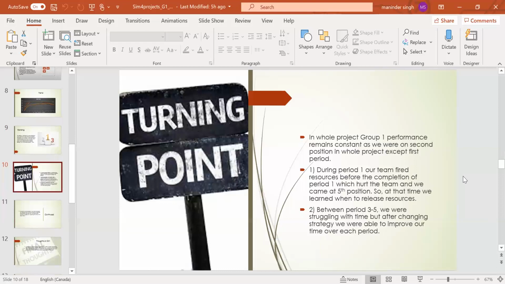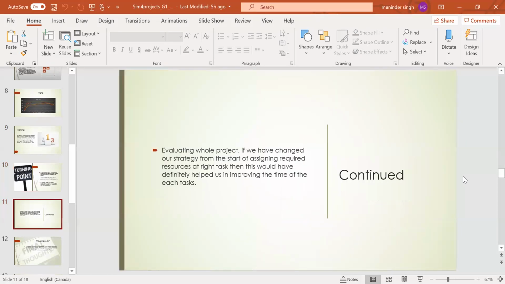And second, during periods 3 to 5, we were struggling with time. Then our team changed the strategy so we were able to improve our team over each period. Next slide, please. At last, if we had changed our way from the starting, assigning the required resource to the right task, then it would definitely have helped to improve time of each task as well as performance. And that's all about the turning point. The next slide will be explained by Maninder.